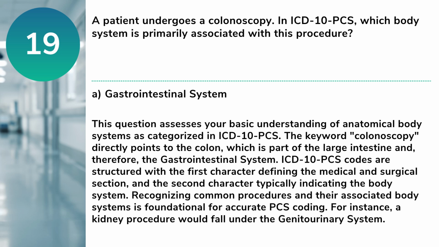ICD-10-PCS codes are structured with the first character defining the medical and surgical section, and the second character typically indicating the body system. Recognizing common procedures and their associated body systems is foundational for accurate PCS coding. For instance, a kidney procedure would fall under the genitourinary system.